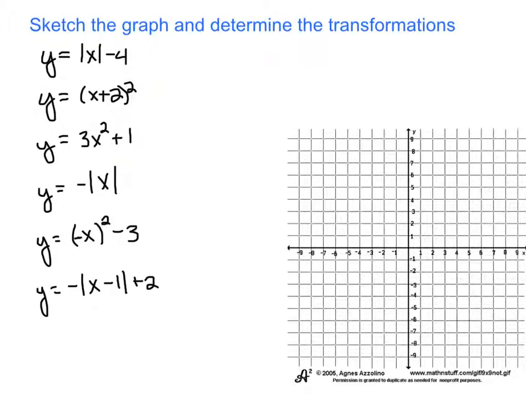Alright, for these problems we're just going to sketch the graph and determine the transformations. So we're going to have all sorts of shifts, stretches, shrinks, flips, what have you. And okay, so for the first one, y equals absolute value of x minus 4. First off, what does the graph look like? Well, for an absolute value, the graph's going to be a V. And we're subtracting 4 on the outside. That means it's going to be a vertical shift down 4. So originally it starts out like a V. We're going to take our V and move it down 4 units. And there's no other transformations, so there we go.